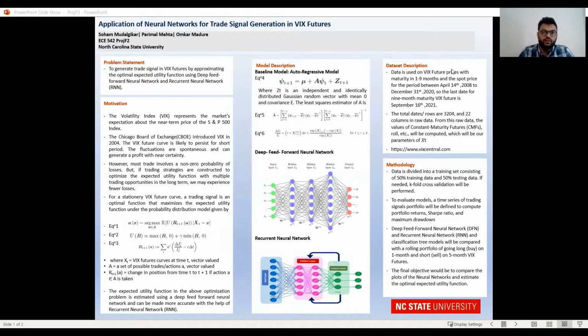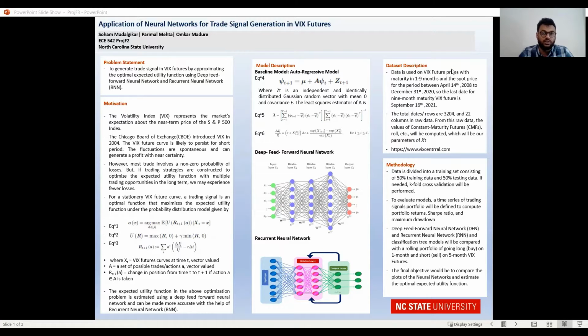Motivation. VX is used as a fear gauge as it suggests market participants' sentiments. In 2004, the Chicago Board Options Exchange introduced VX futures and later on its options. VX derivatives are one of the most liquid assets in the financial world. The shape of the VX future curve is informative, however, it is likely to persist for a short period. The fluctuations are spontaneous and can generate a profitable trade. However, most trades involve non-zero probability of losses. Hence, if we can optimize the expected utility function with multiple trading opportunities, we may experience fewer losses.